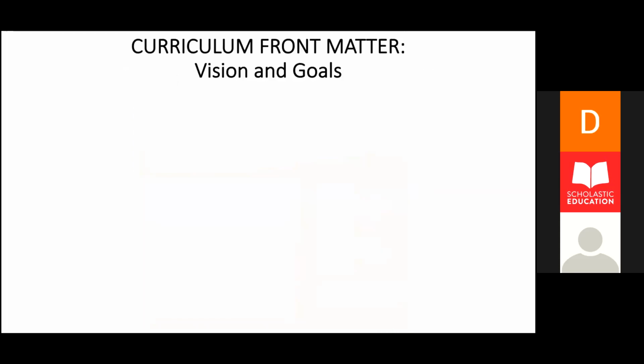So let's start off by looking at the curriculum and the front matter. Now, when we open a new curriculum, we tend to go right to our grade and find out what we have to teach, what the changes are. But we really have to look at that front matter because it sets the tone for what the whole curriculum is like, why they have arranged things the way they have, and where the emphasis lies.